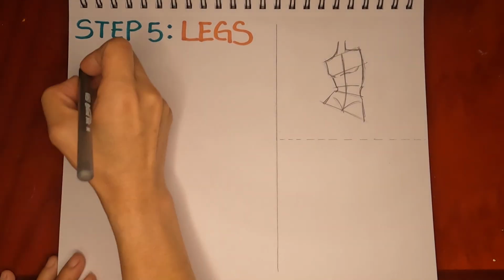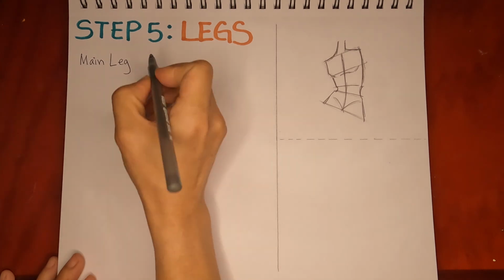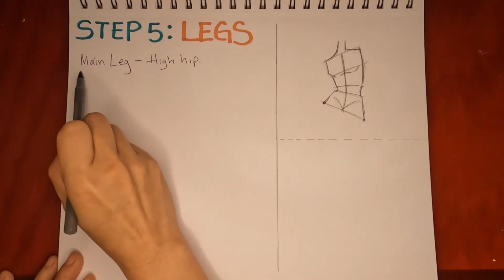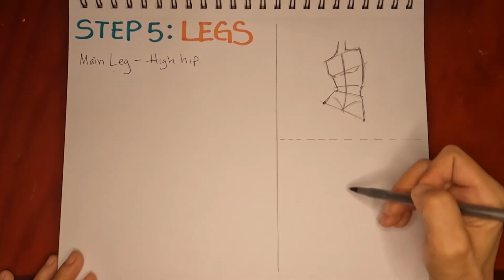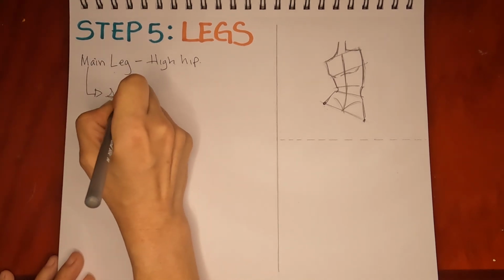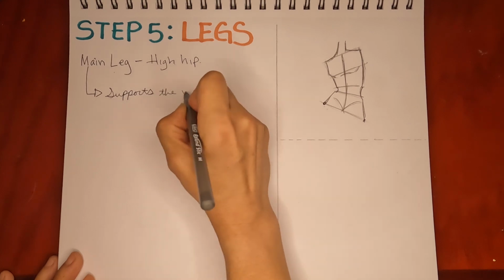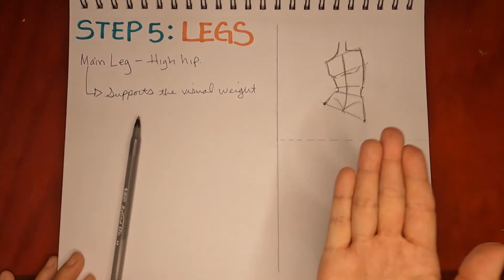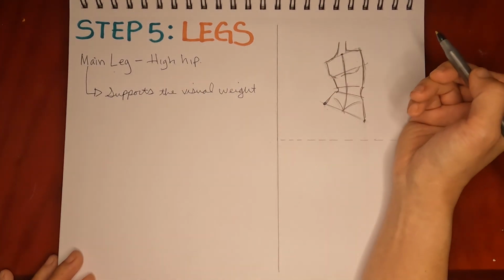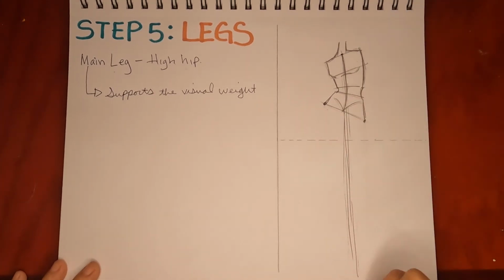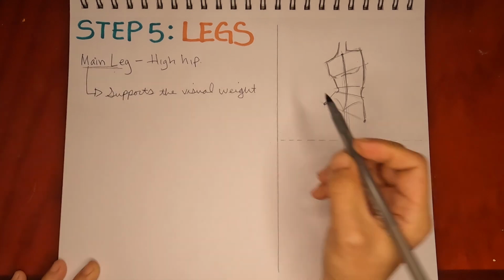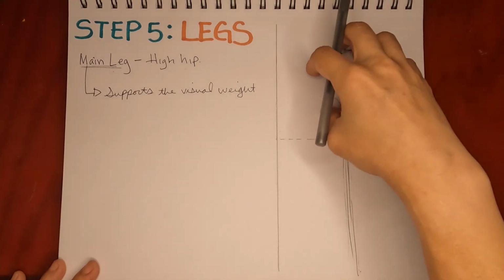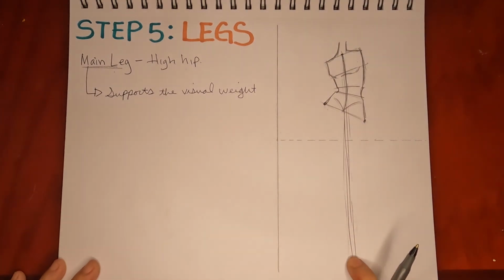Step 5, the legs. We have 2 legs. One is called the main leg, which stems from the high hip. And then the minor leg stems from the lower hip. So the main leg has a job of visually holding up your model so she does not look like she is falling. It supports the visual weight. I'm going to go where my spine starts and draw a straight line all the way down. That way I know that my main leg's foot will land somewhere over there so she looks like she is standing up instead of falling. We of course want the legs on the lower half of the page.